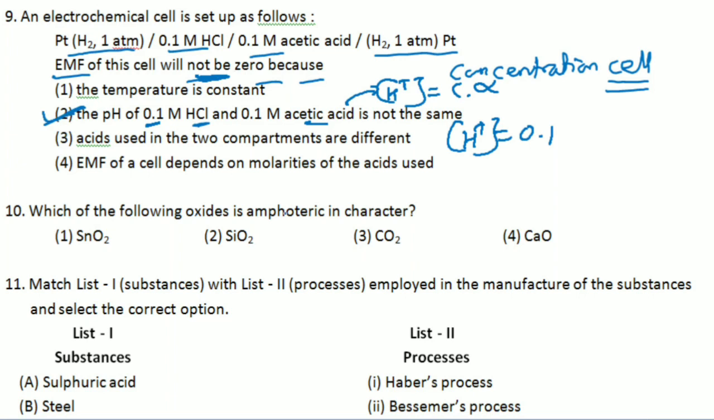10th one, which of the following oxides is amphoteric in nature? Very important, remember, we know that tin oxide in group 14, tin dioxide, is amphoteric in nature.